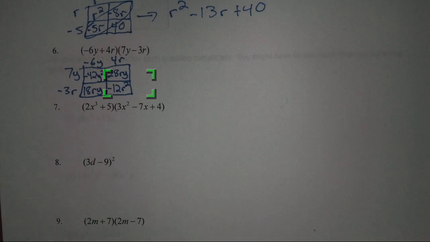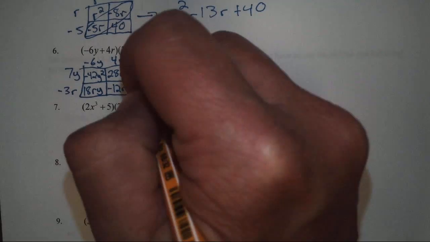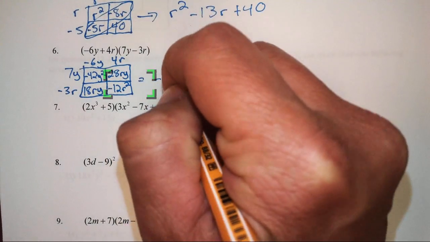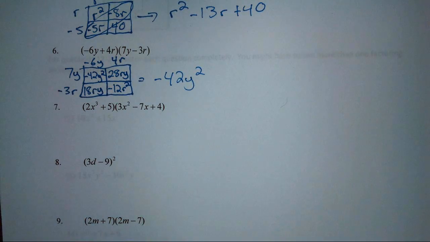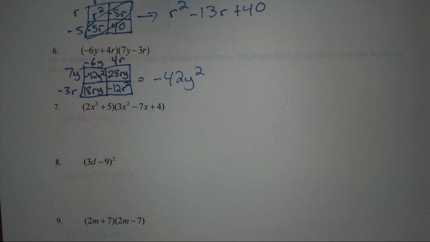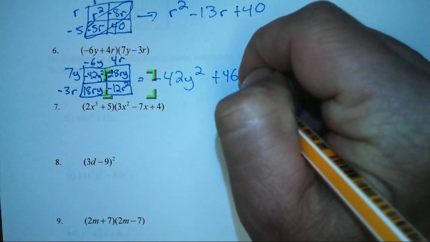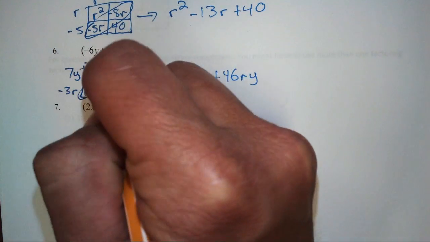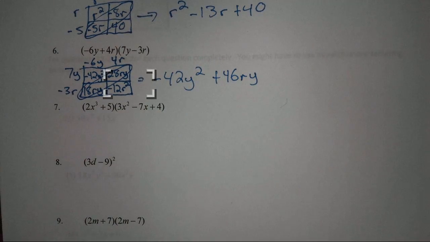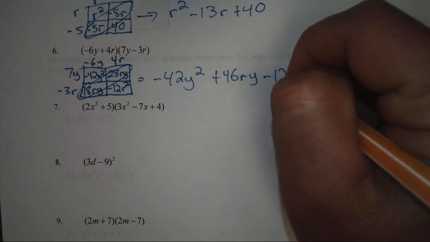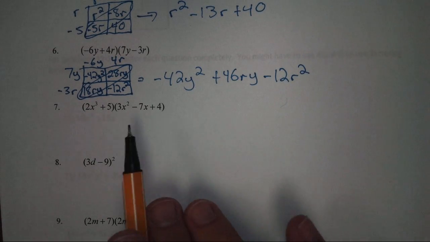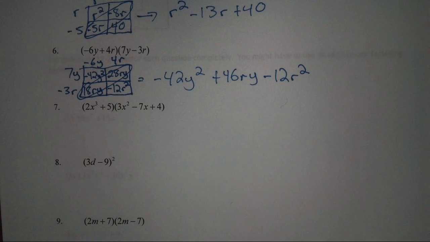There we go. Okay, so now we combine like terms if possible. Well, there's nothing to go with that negative 42y squared, so that's going to stay the same. Then I see I have an 18ry and a 28ry, so those are the same. So an 18 and a 28 make a 46ry. That's a positive, so 46ry, because we combined these two terms together. And then we got a negative 12r squared. Can't do anything with it because we don't have any other ones, so we just write it down. And don't worry about order on this one. Not a big deal.